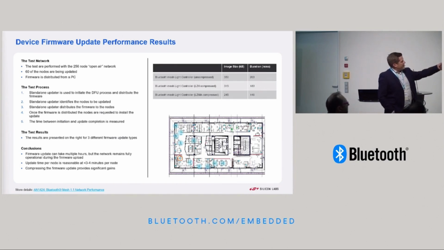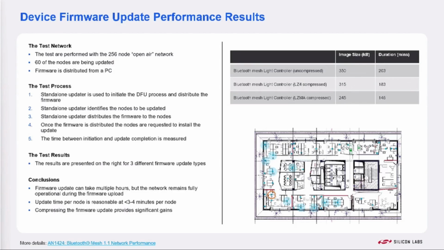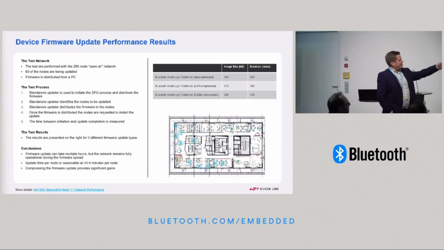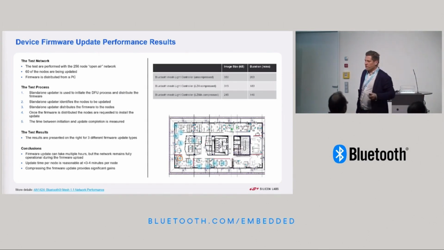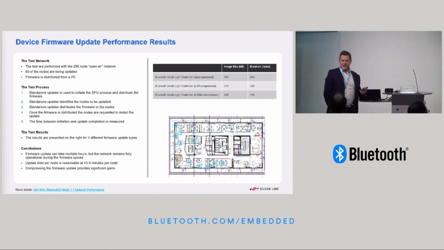And you can see the impact of compression, easy guess. The more you compress, the more time you save. But even with LCMA and getting about 100 kilobytes out of the firmware size, it's still a little over 2 hours, almost 2.5 hours to upload. So it's not a fast process.